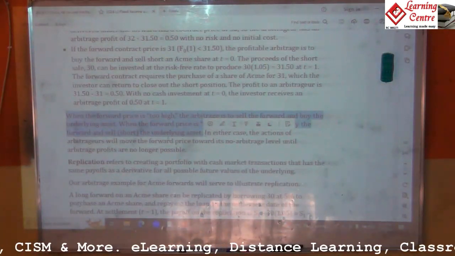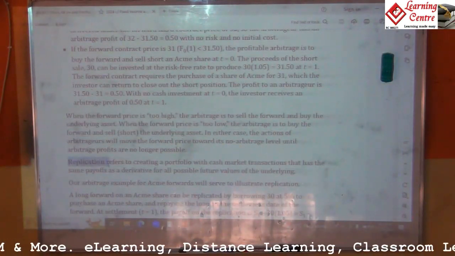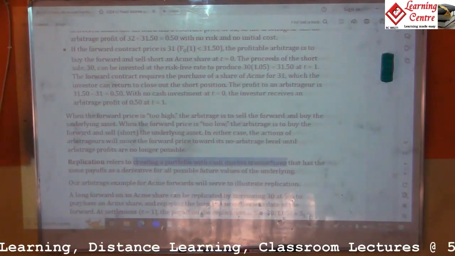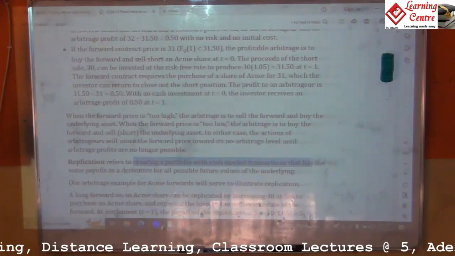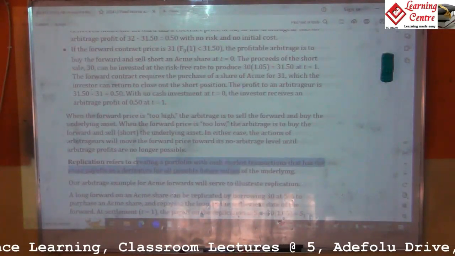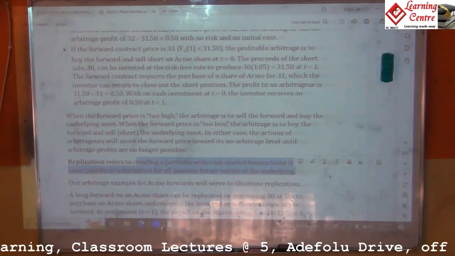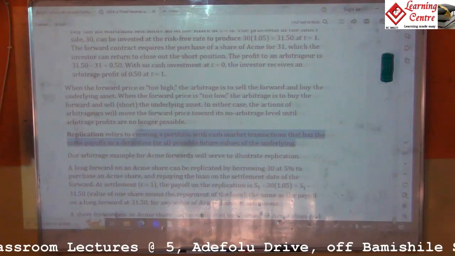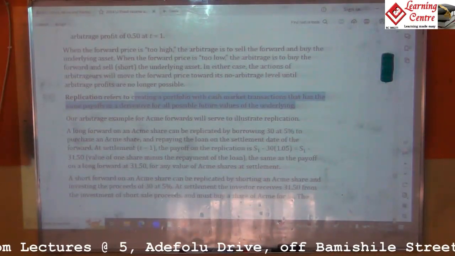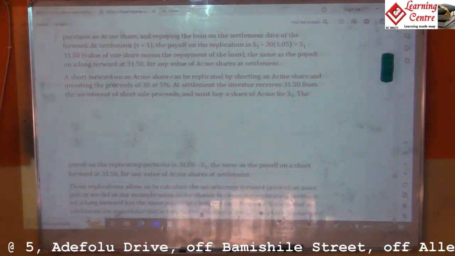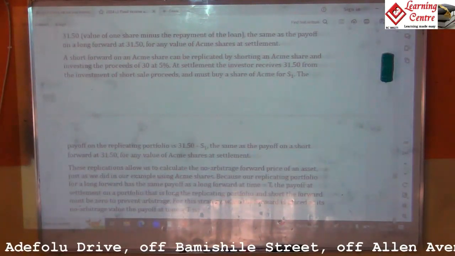Okay? Replication refers to creating a portfolio with cash market transactions that has the same payoffs as the derivatives for all possible future values of the underlying. So replication is to ensure that you create a portfolio that balances it out, to ensure there are no differences. I don't want to waste a lot of time on this.